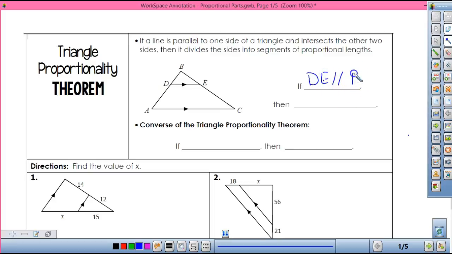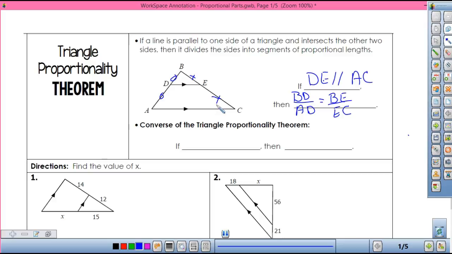So what that means is that if DE is parallel to AC, okay, these two lines are parallel, then my sides are proportional. So BD, this side is proportional to AD, equals BE over EC. All right, so if these are parallel, this guy goes with this guy goes with this guy.